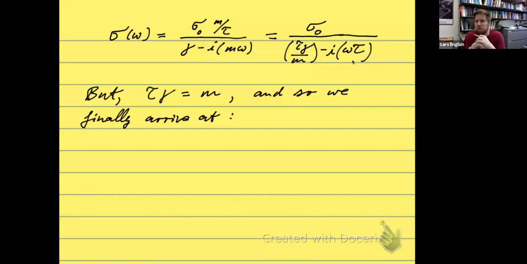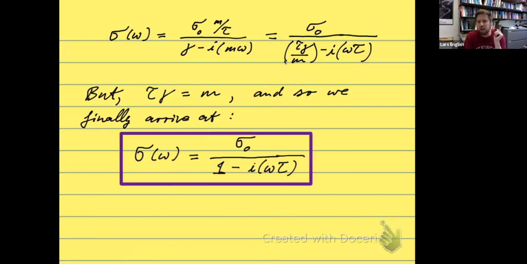So that makes it particularly nice, because then this first term here, tau times gamma over m, is going to just turn into 1. And so we get this final result here, that the conductivity at a frequency omega is equal to the static conductivity sigma 0 over this denominator that's complex.